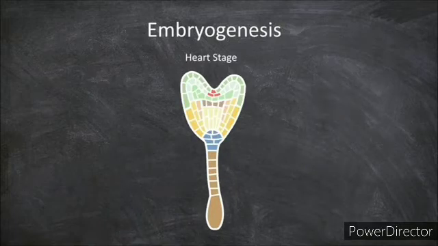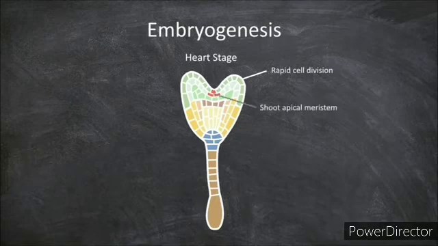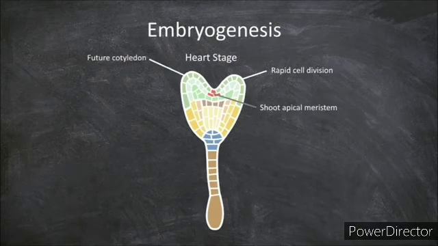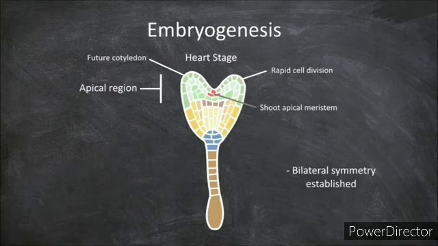The second stage is the heart stage. In the heart stage, rapid cell division takes place. In this stage, bilateral symmetry is found. Here, the cotyledon is produced. In the center, the apical meristem is present, which develops into the shoot. In the embryo, there are 3 regions: the apical region, the middle region, and the hypophysis region.